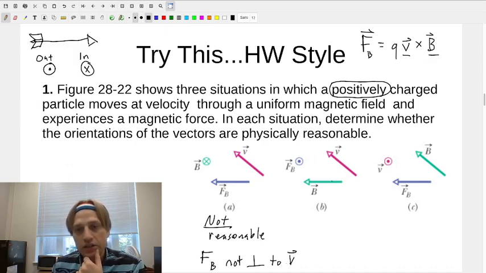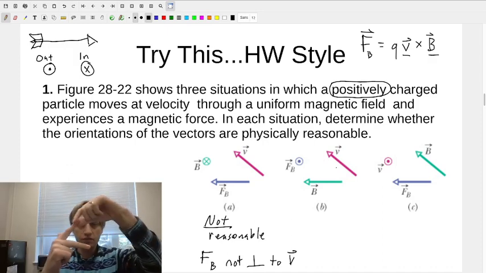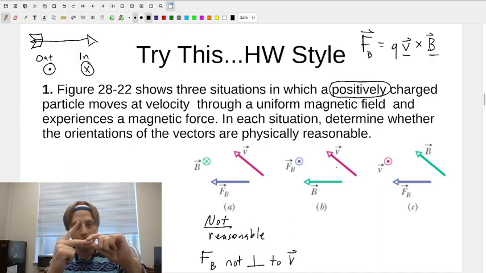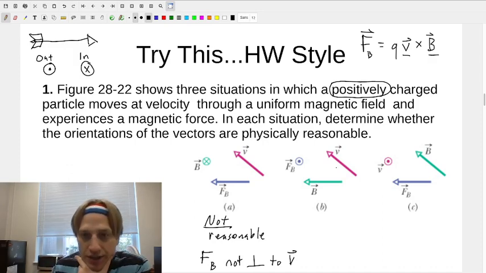Okay, now let's look at this next one. V cross B. V is my index finger, B is my middle finger, F is my thumb. V cross B is F. Now this F is out, so this is out of the page.